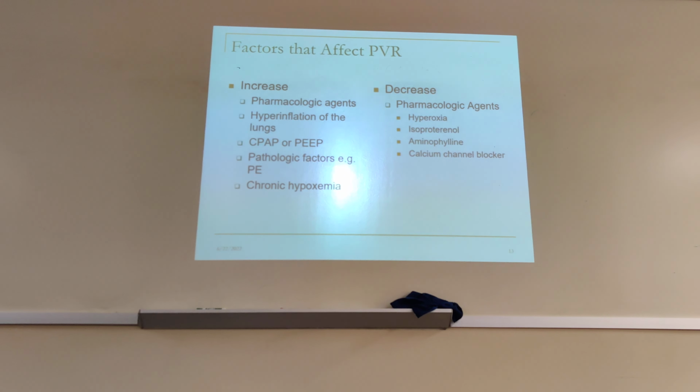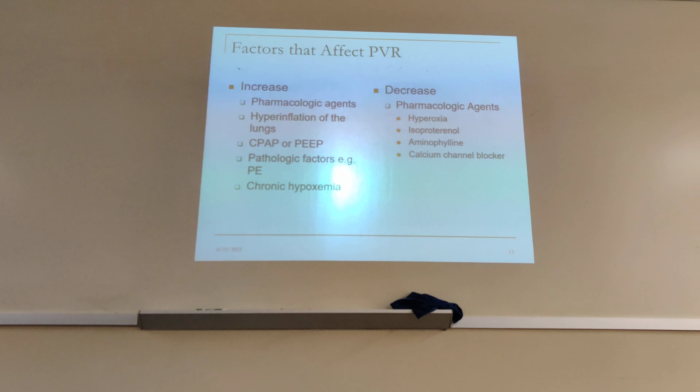Factors that will cause it to decrease. Hyperoxia, you got too much oxygen. Oxygen is a vasodilator. If you have more than enough, then your vessels will be even more vasodilated. Isoproterenol, that's a drug, Isuprel, is a vasodilator. We have aminophylline, then we have calcium channel blockers.